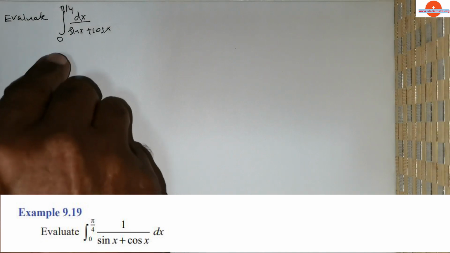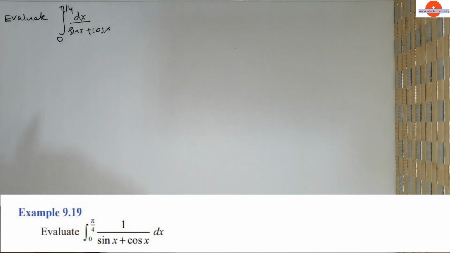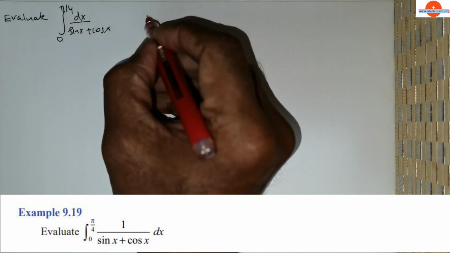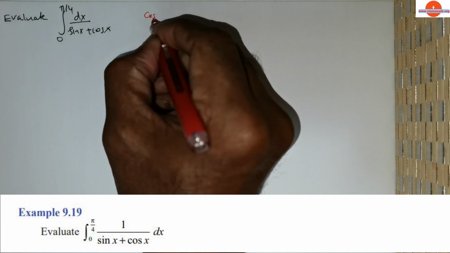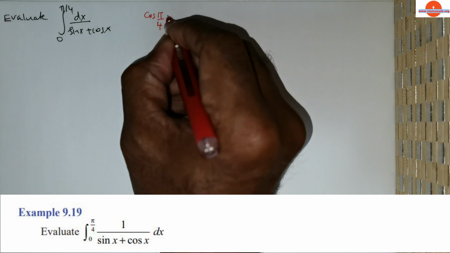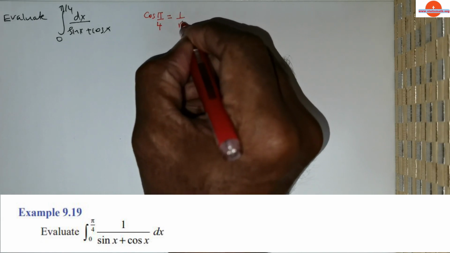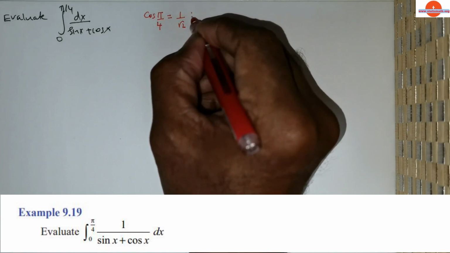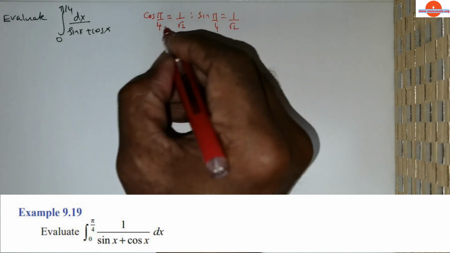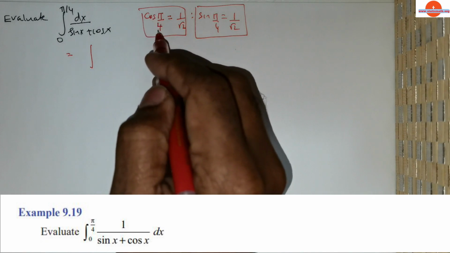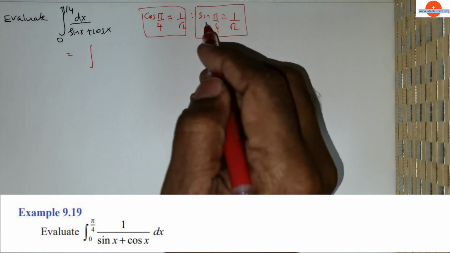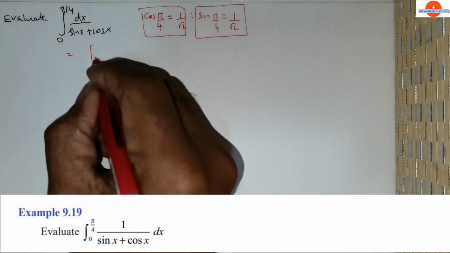Students, we are given this question: integral 0 to pi over 4 dx divided by sine x plus cos x. Before we could proceed, I wish to show you that cos of pi over 4, we know the value to be 1 over root 2. And also sine of pi over 4, we know the value as 1 over root 2. So to solve this question, we would be using this fact that cos pi over 4 is 1 over root 2 and sine pi over 4 is 1 over root 2.